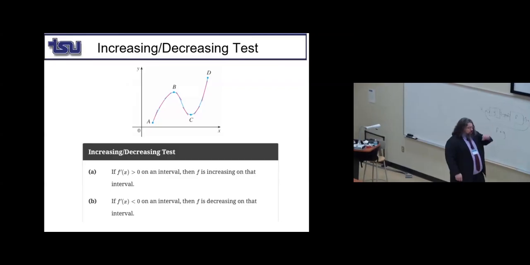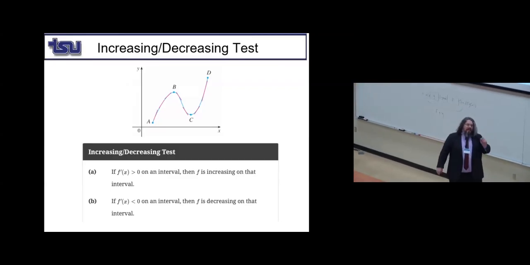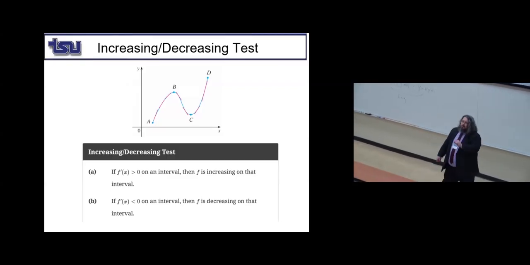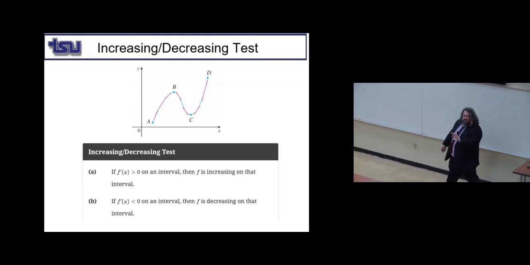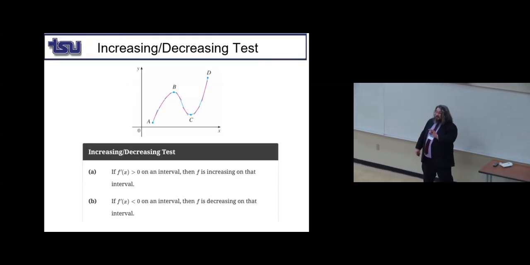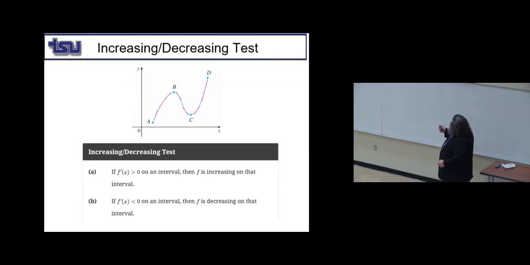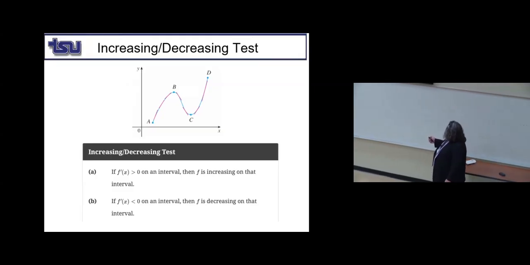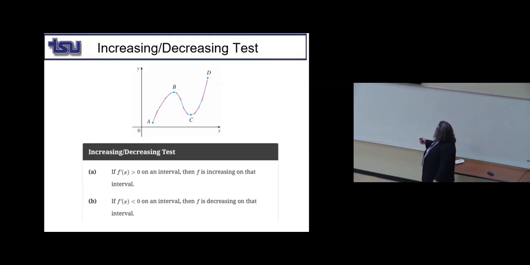We can determine whether we have a maximum or a minimum by looking at whether the function is increasing or decreasing. That can be told to us again by the derivative. So the derivative tells us whether our function is increasing or decreasing, and it's given by the sign of the derivative.